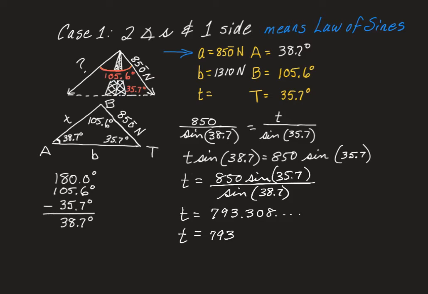And we round it to 3 significant digits and put the units in. 793 newtons. That is the tension. And that is what we were looking for, 793 newtons. So ultimately, this is your answer.